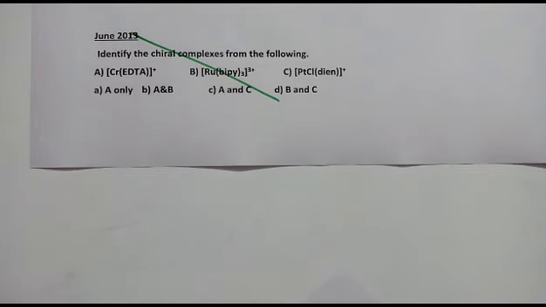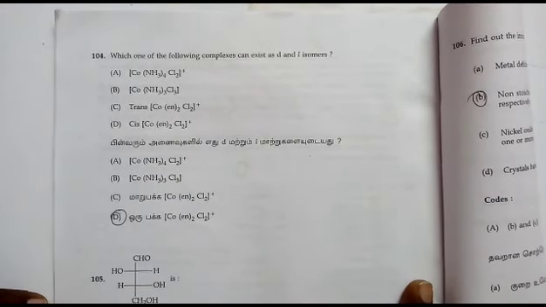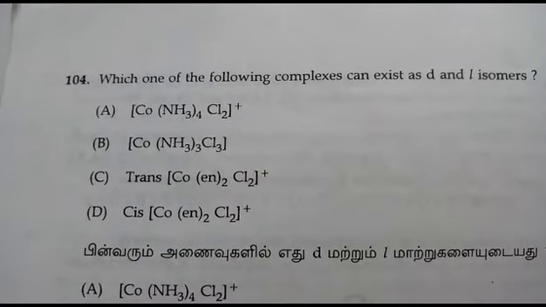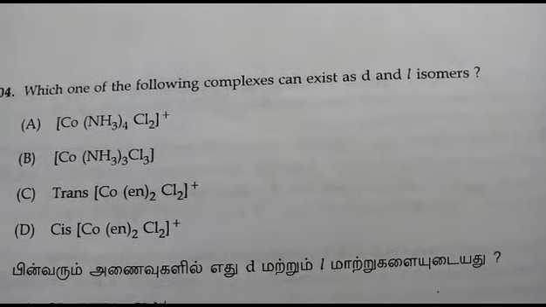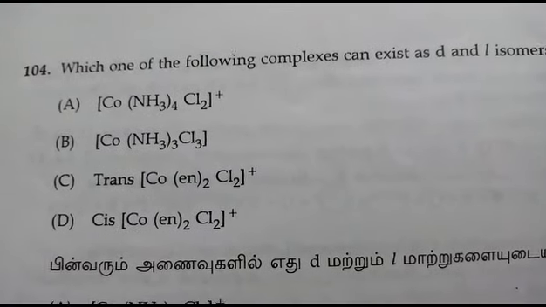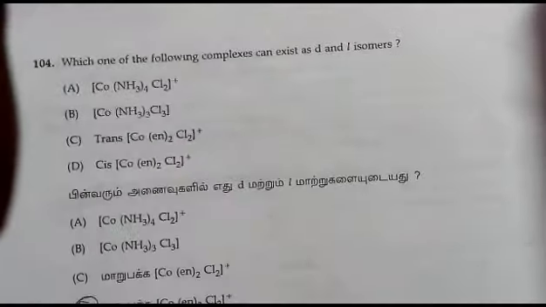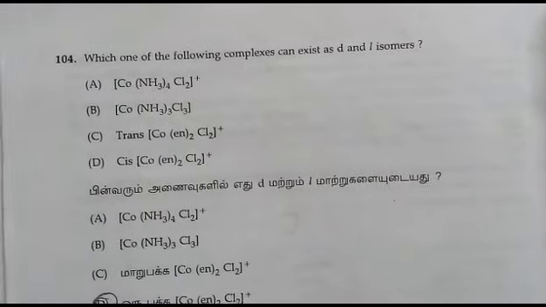Let's see this question, as from PGTRB. Able to read it? Which one of the following complexes can exist as D and L isomers? Able to see this? Which one of the following complexes can exist as D and L isomers? So here are complexes given. Maybe let me slightly zoom it. Visible? Yes.